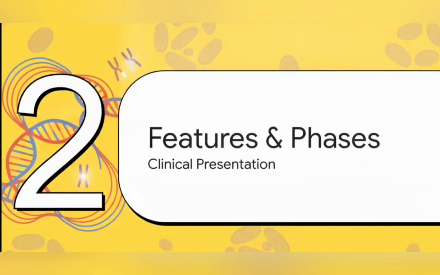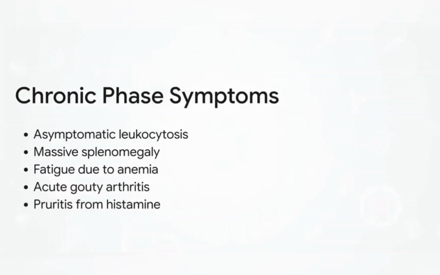Okay, moving on to Section 2, Clinical Features and Phases. So we know the genetics now, but what does the patient sitting in front of your clinic actually look like? Let's look at the physical evidence of this mutation. Most patients actually present in the chronic phase. They often walk in with asymptomatic leukocytosis, a WBC count of around 1 lakh.